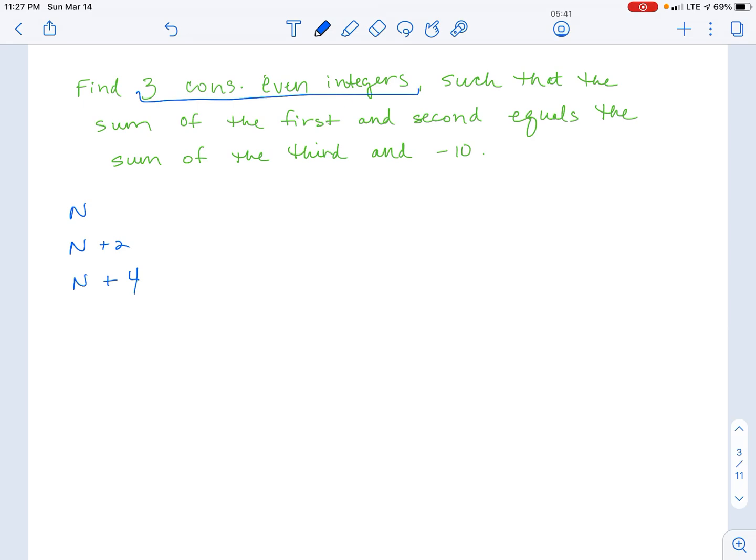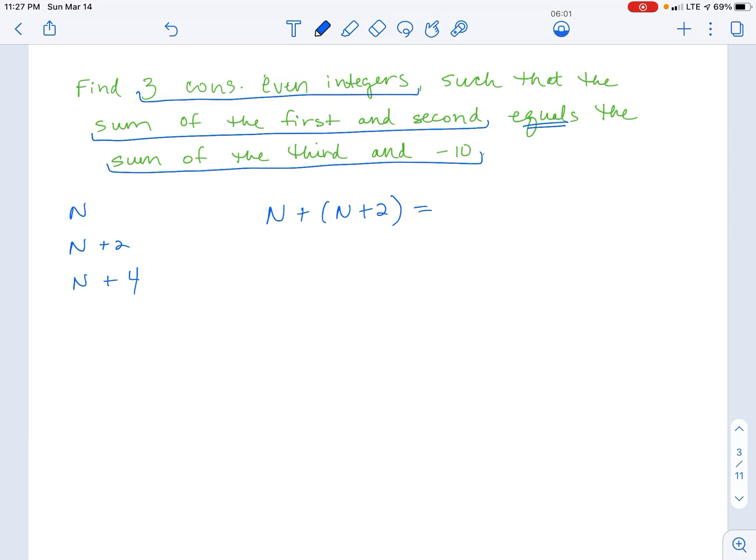Such that the sum of the first and second, so we're going to go ahead and write that. The sum of the first and second would be n plus 2, that's my first and second, equals the sum of the third and negative 10. The sum of the third, which is n plus 4, and negative 10. So I could do plus a negative 10, or I could just put minus 10. All right, so let's add all this together. I'm going to drop off the parentheses here. Okay, so we have 2n plus 2 equals n minus 6 on this side.